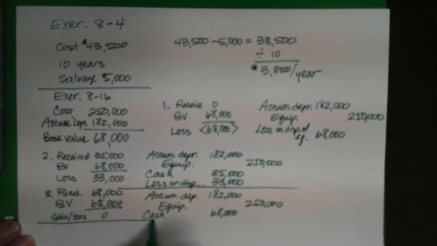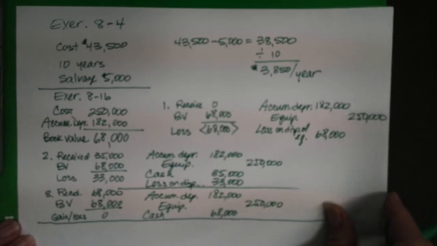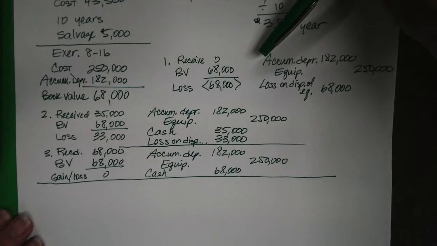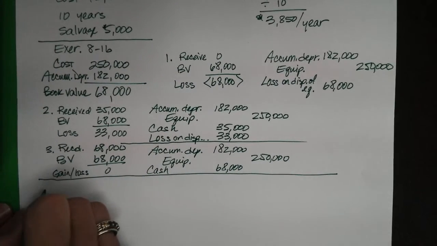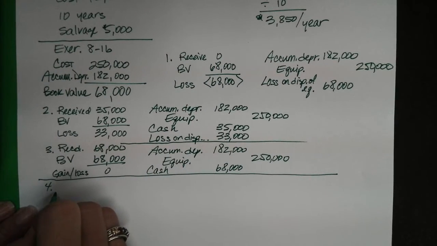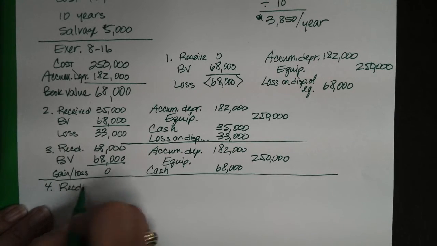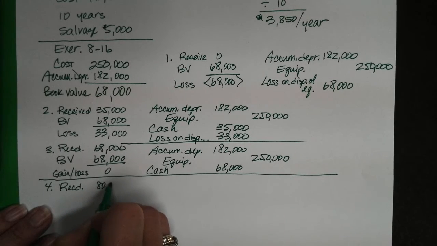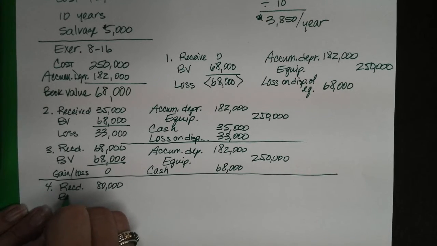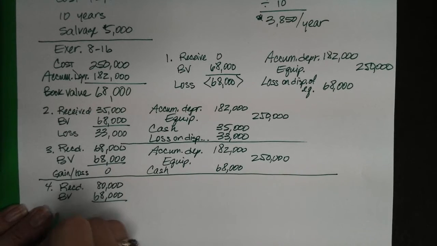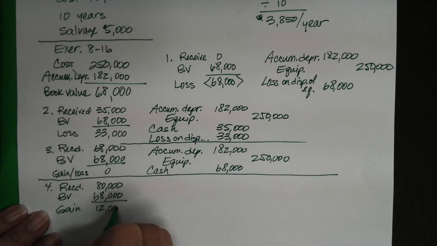Okay, let's do the last one, number 4. Number 4 says, what if we sold the machine for $80,000 cash? Okay, so we received $80,000, and we've got a book value of $68,000. So we've got a gain of $12,000.